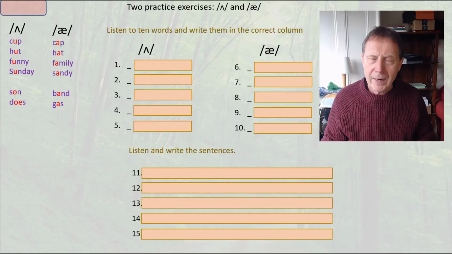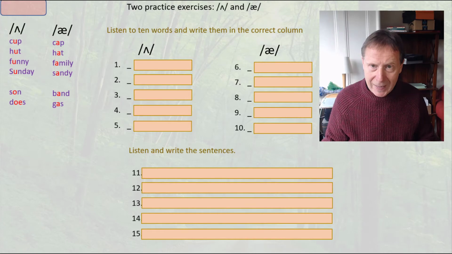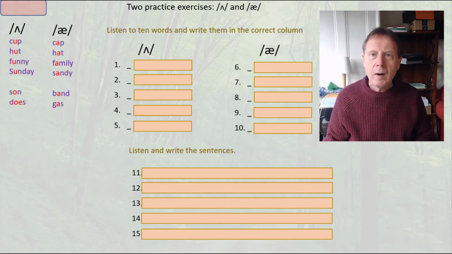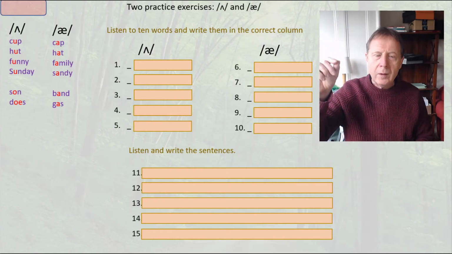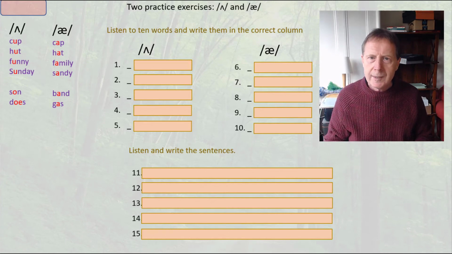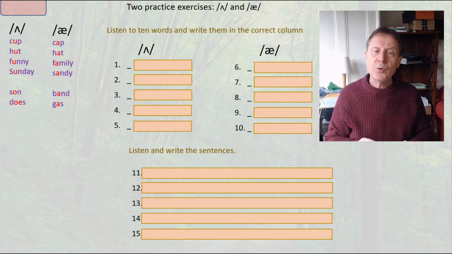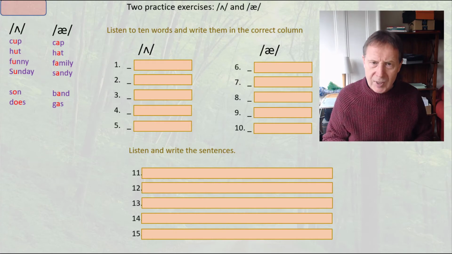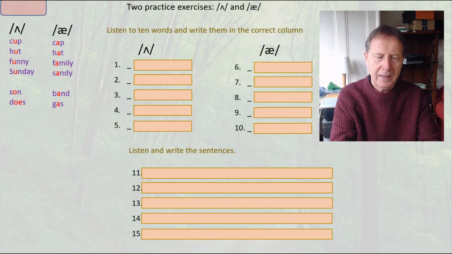So now you can practice these sounds and the spellings of these sounds by listening and writing some words and sentences. So find a piece of paper and write a list 1 to 15 and listen and write the words and sentences. Now examples 1 to 10 are words. So listen and write, think about the sounds and think about the spellings.